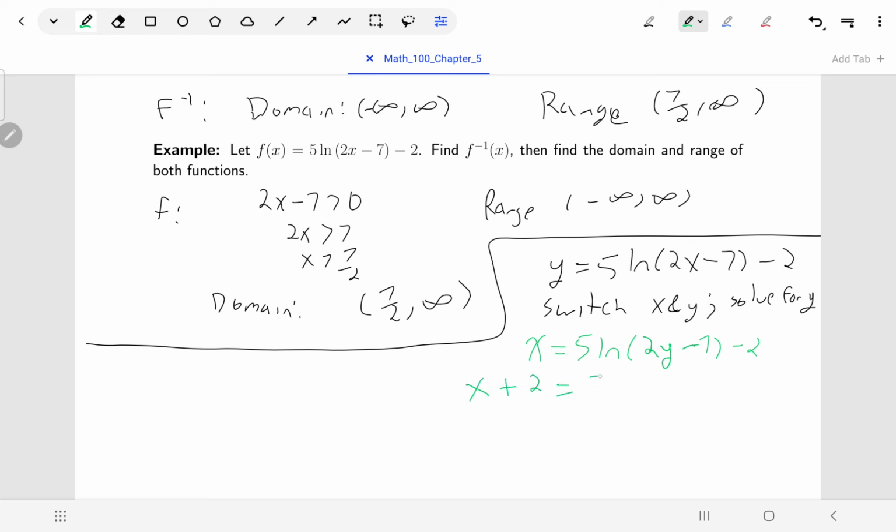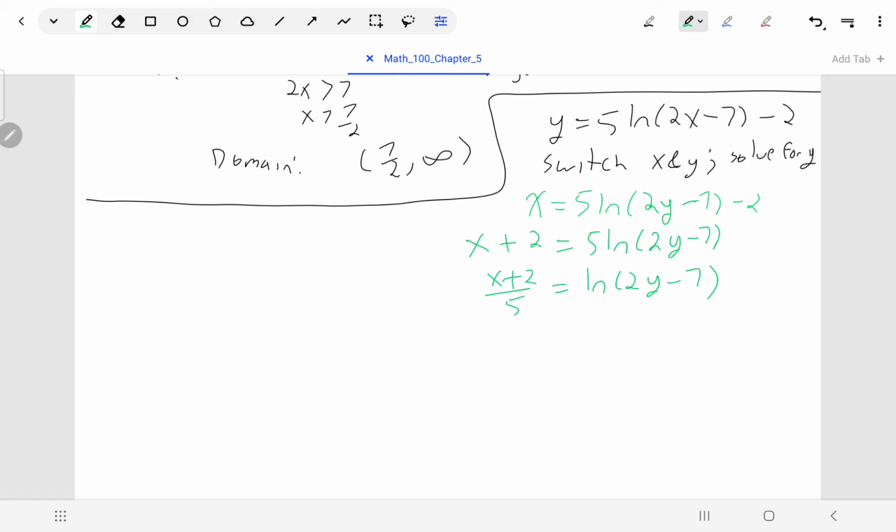So I'm going to isolate my natural log. I brought the 2 over, and I've divided by 5. And at this point, now I can rewrite things. I have natural log of something equal to something else, which means this can be rewritten as e to the power of x plus 2 over 5 equaling 2y minus 7. And then the only thing left for me to do is bring the 7 to the other side, then divide by 2.